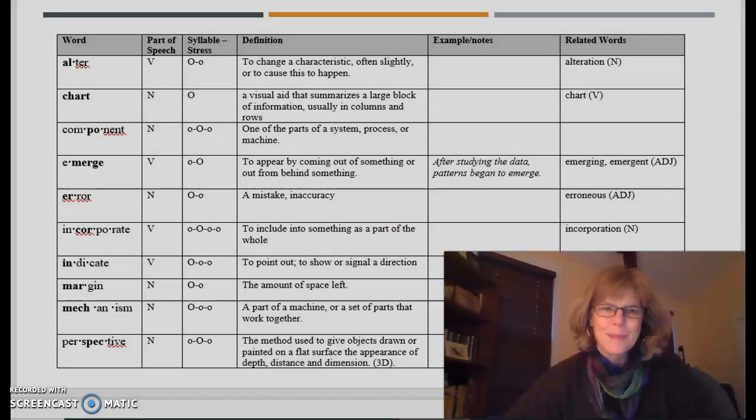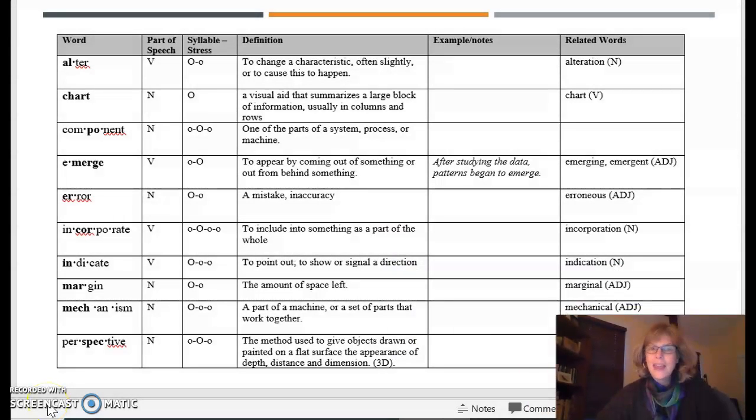I also have this chart for you. Let's see if I can bring it up. There it is. You'll find that in the folder for Module 2, Vocabulary 1B, and you'll see these 10 words here. As we talked about last week, you've got the part of speech, the syllable stress pattern, and then a definition for each word. So hopefully that's helpful to you as you study.